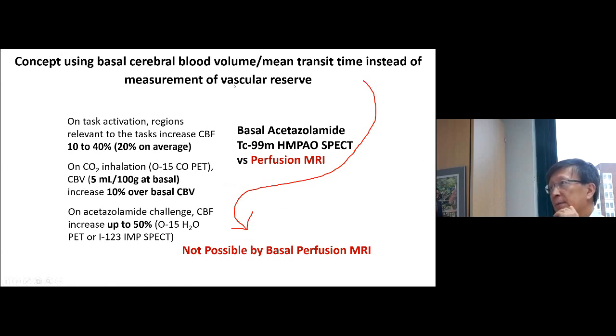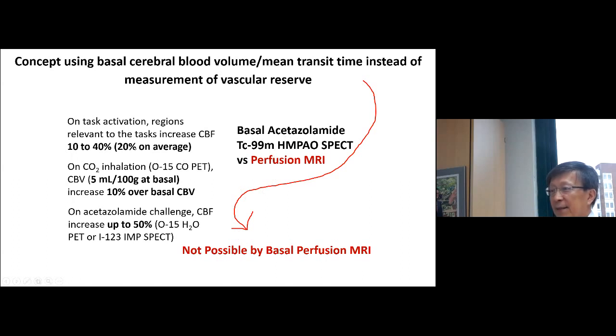using basal cerebral blood volume and mean transit time instead of the measurement of the vascular reserve. There have been many reports. I would say, finally, not possible by basal perfusion MRI. You know, that's my bias. However, in the MRI journal, every time they are saying that the basal perfusion MRI, if they do the kind of meticulous analysis, they can take over the Hmpa SPECT using perfusion MRI.